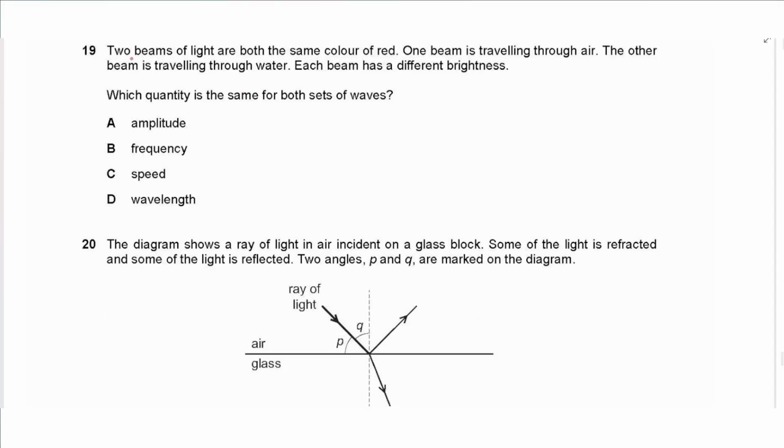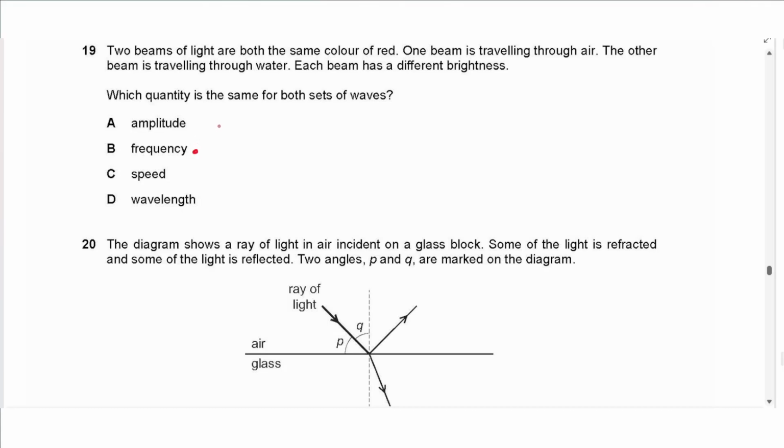Question 19 says two beams of light are both the same color of red. One beam is traveling through air, the other beam is traveling through water. Each beam has a different brightness. Which quantity is the same for both sets of waves? So the only thing that does not change is the frequency.